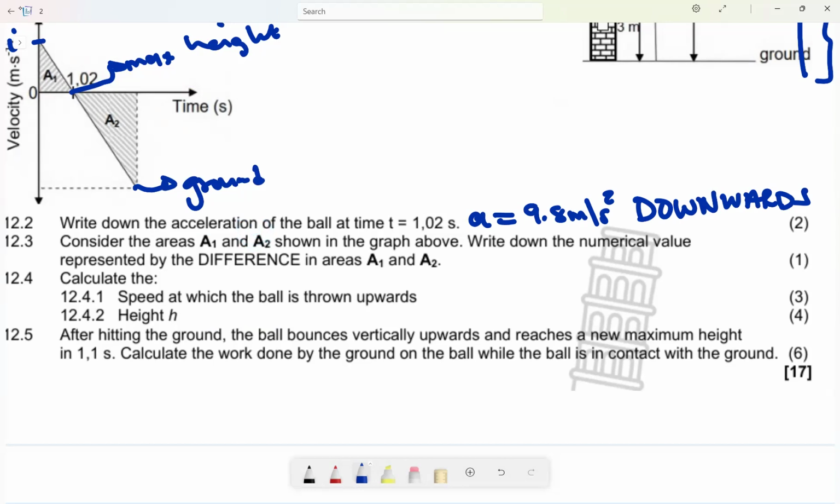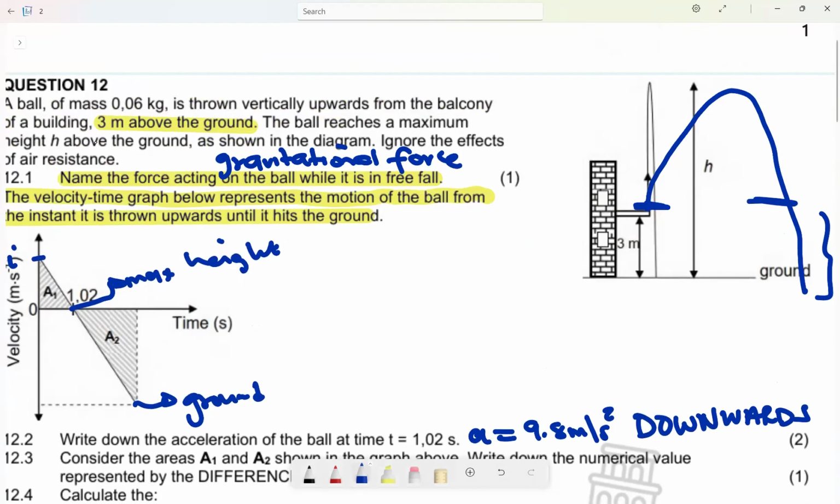They tell us to consider the areas A1 and A2 shown in the graph above. Write down the numerical value represented by the difference in area 1 and area 2.